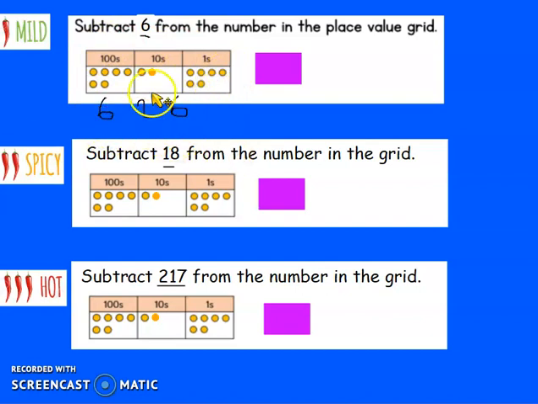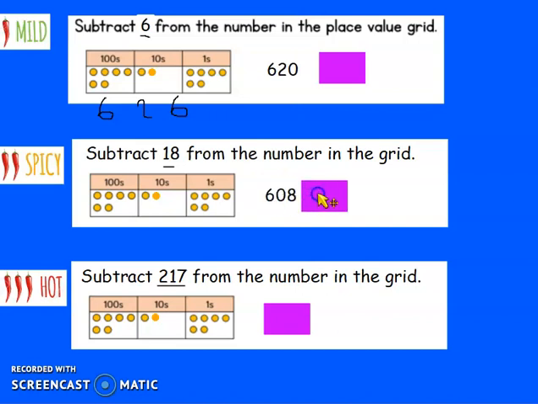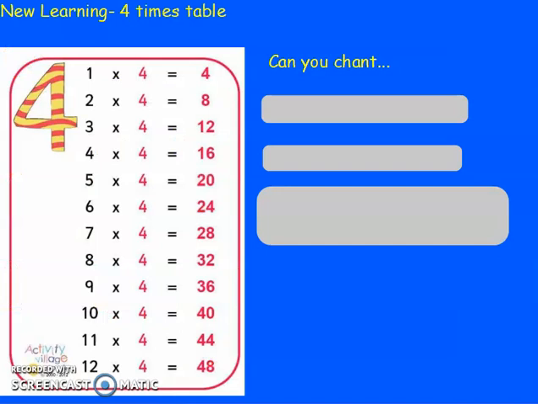626. So 626 take away 6 equals 620. 626 take away 18 equals 608. Now you had to do a little bit of exchanging for that one because we didn't have 8 ones to take away. Well done for doing that. The last one, 626 take away 217. Lots of exchanging in here. The answer is 409. So now that we've done our recap, let's do our new learning.